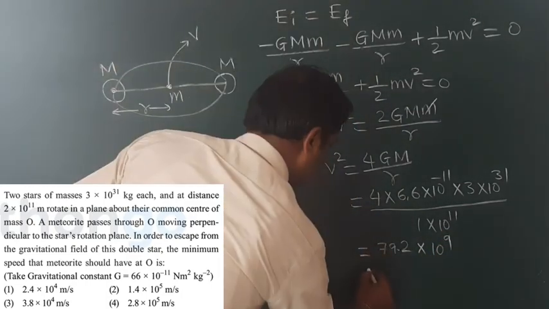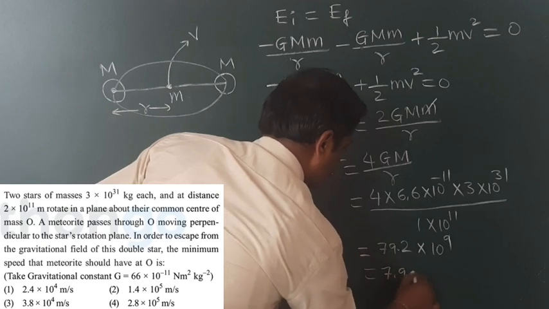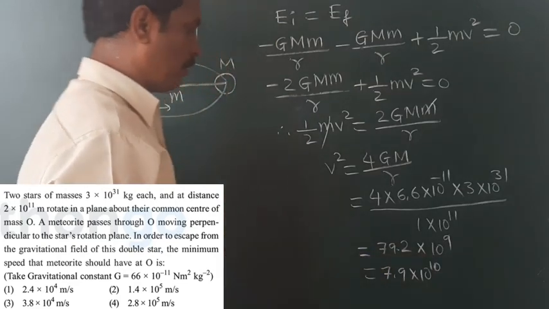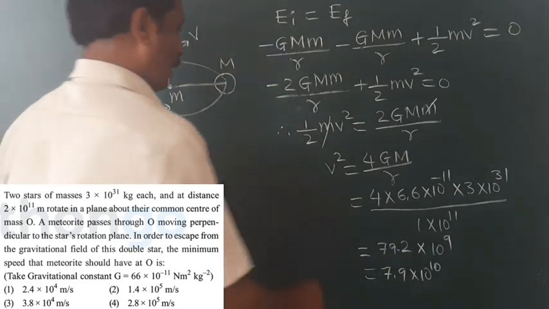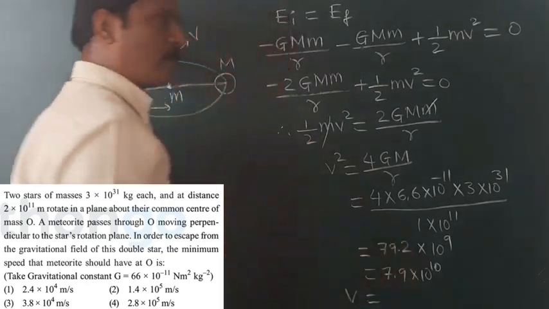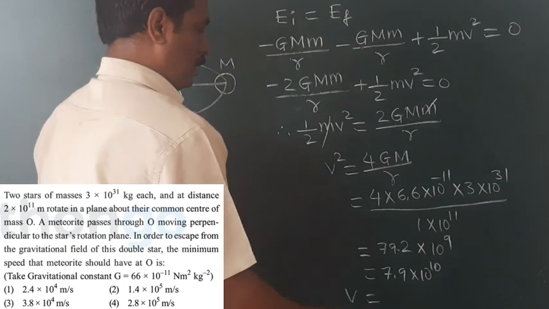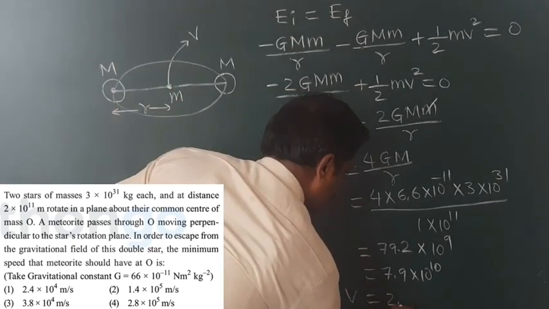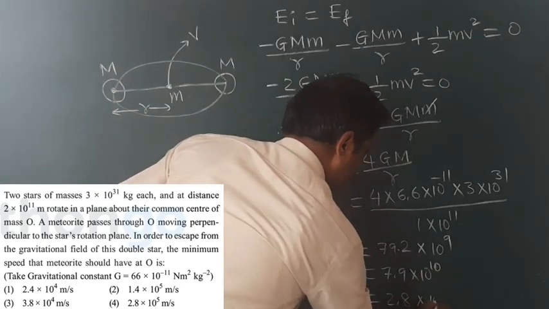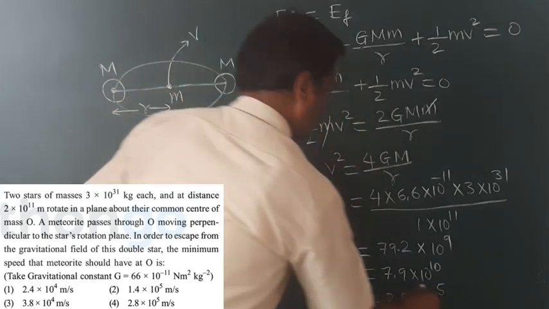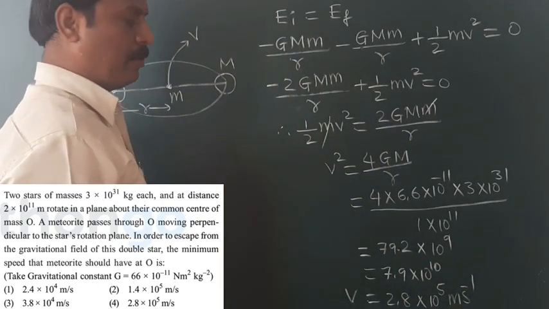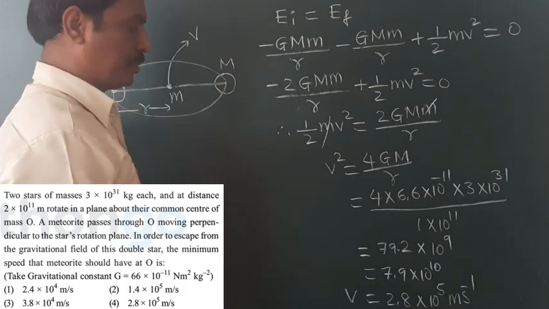This can be written as 7.9 × 10^10. So v² is equal to 7.9 × 10^10. Therefore, v is equal to the square root of this. The square root of 7.9 can be approximately written as 2.8, and the square root of 10^10 is 10^5. So v is equal to 2.8 × 10^5 meters per second. This is the answer. Next question.